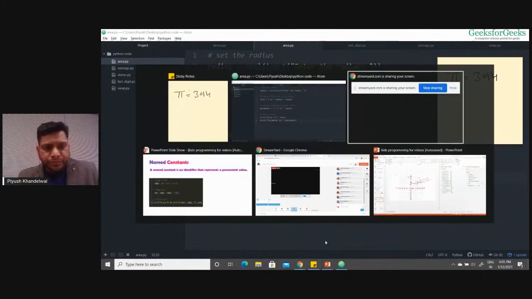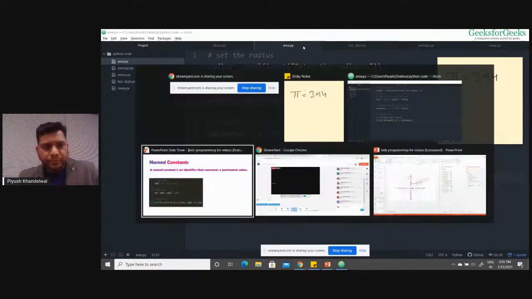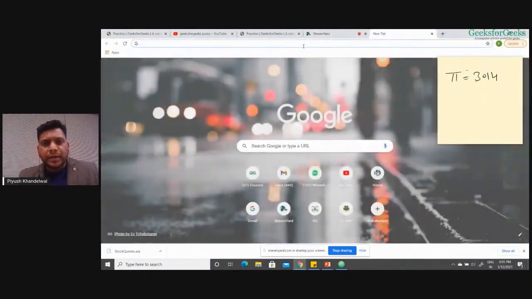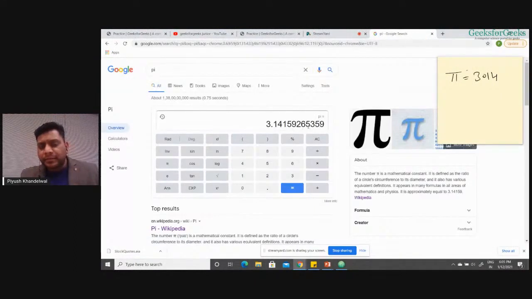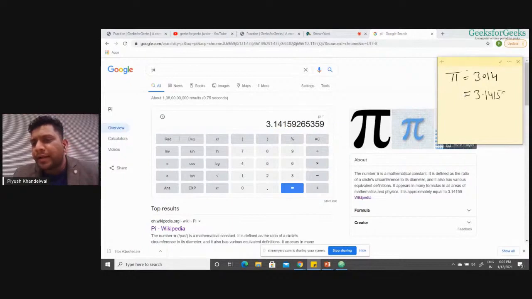So we'll go to the browser and I'll type pi over here. You'll see the value of pi is this. This is accurate up to 11 decimal places. I want to use the value of pi which is correct up to 5 decimal places, suppose. So it is 3.14159, right? So I can note the value to be used is 3.14159. This is the value of pi accurate up to 5 decimal places, and my teacher wanted my program to use this value of pi.